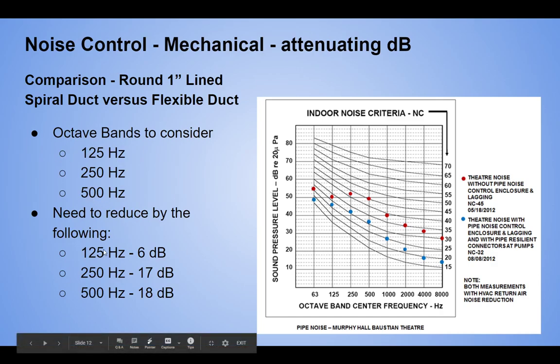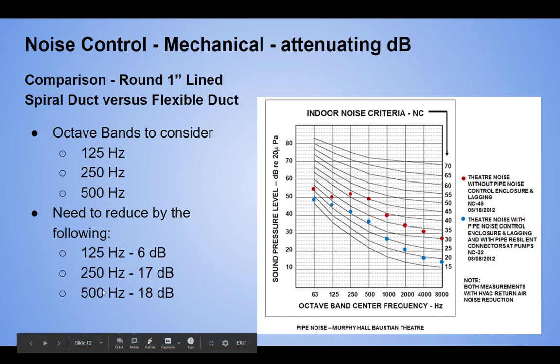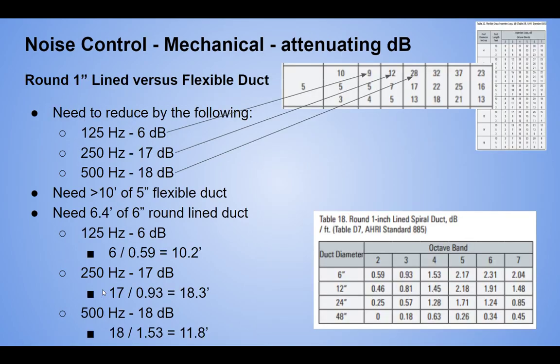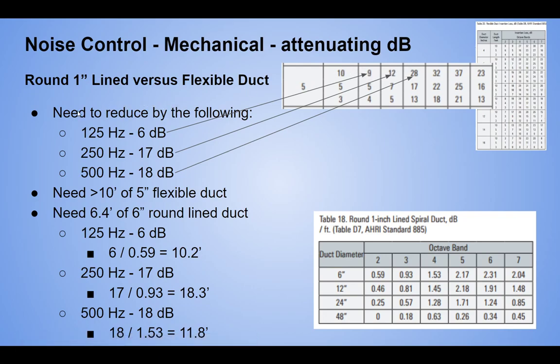So if we're looking at 125, we need 6 dB of attenuation. 250 hertz, we need 17 dB. And then 500 hertz, we need 18 dB. And so if we look at this blown out chart over here, if we look at what we need for 5-inch flexible duct, 5-inch works.